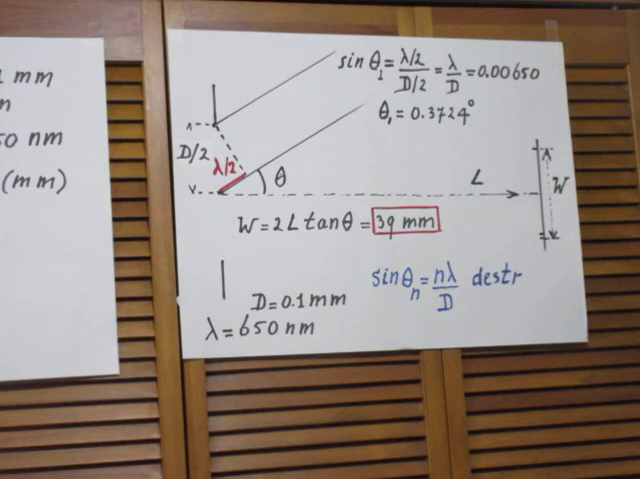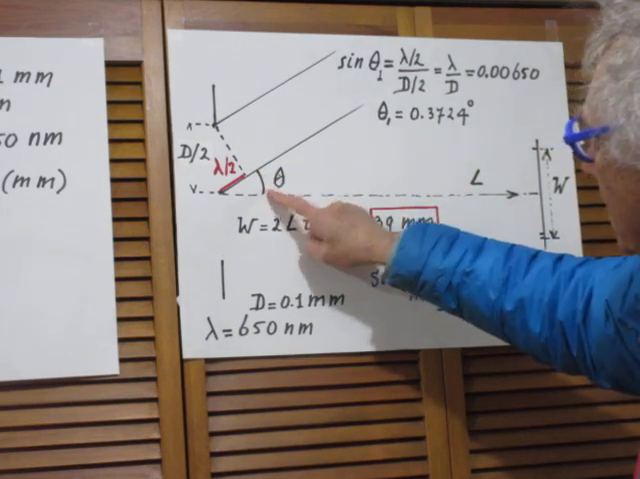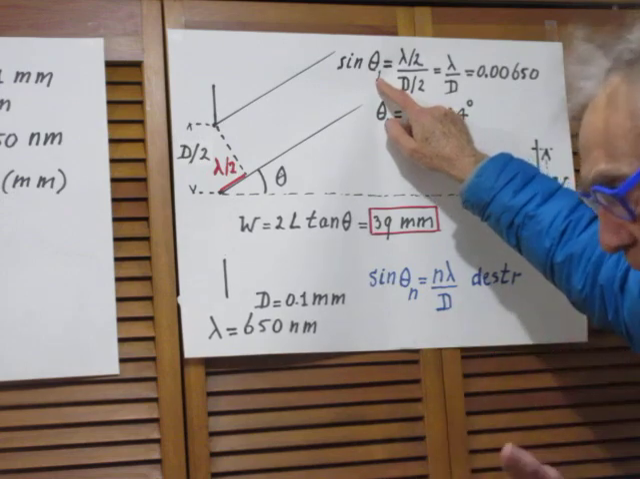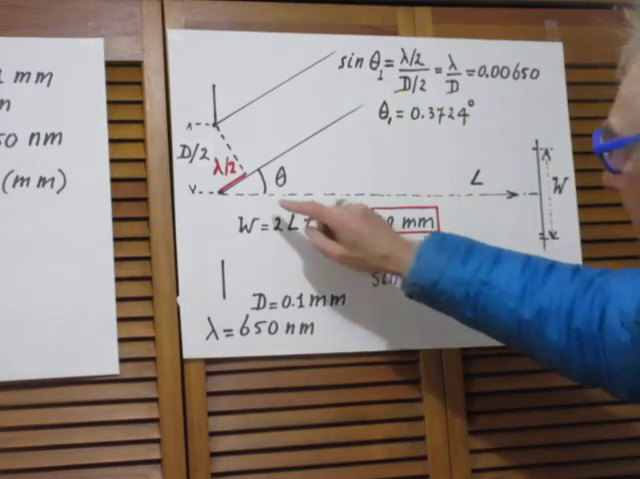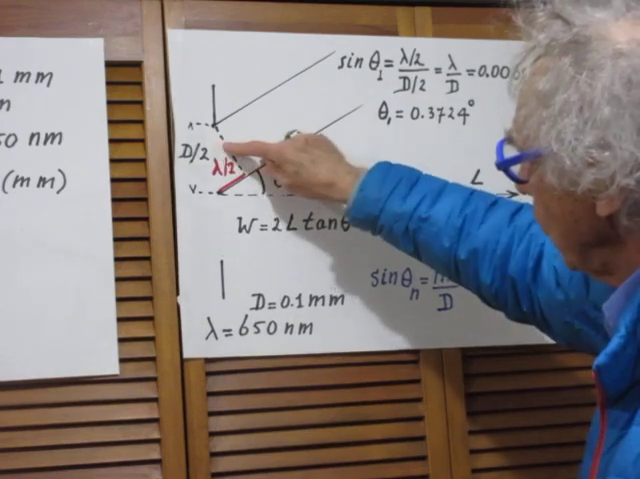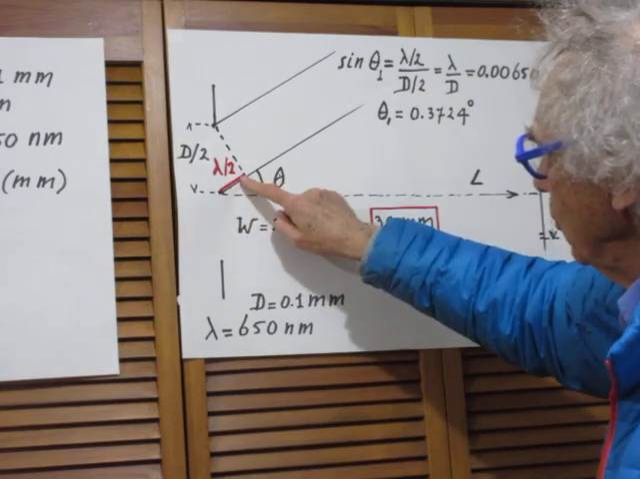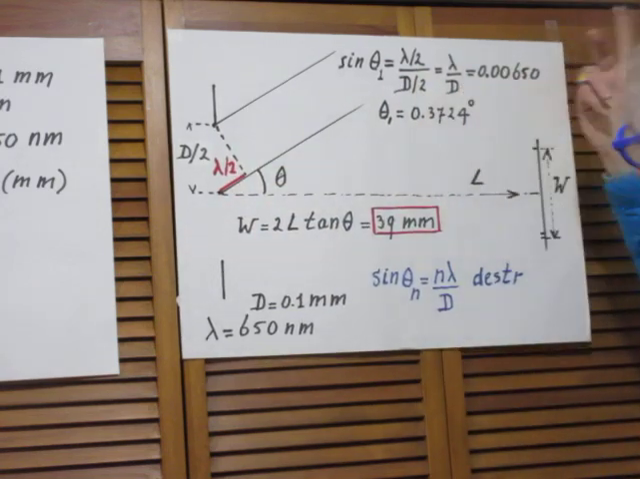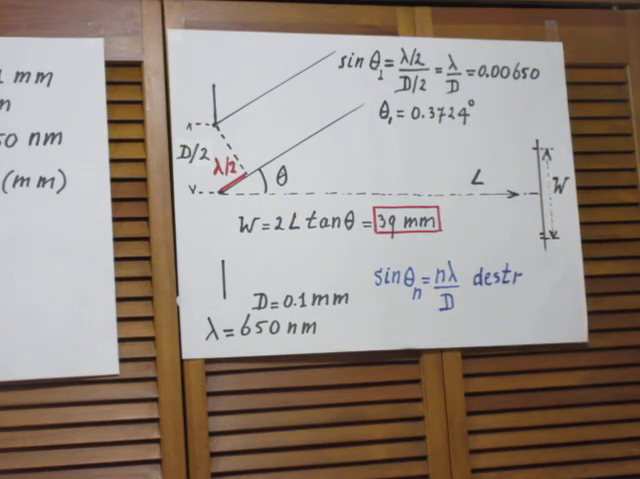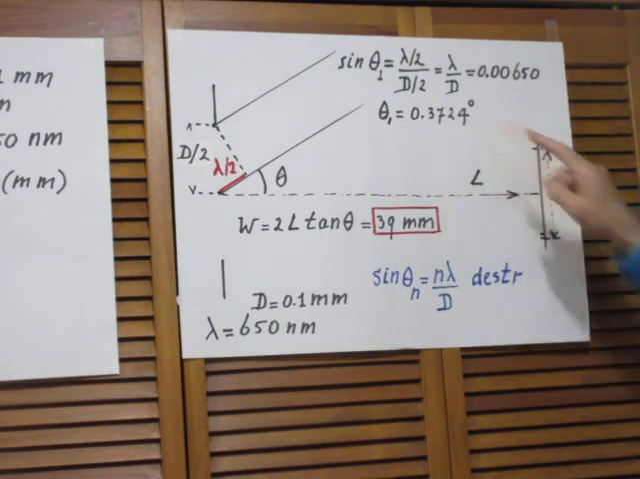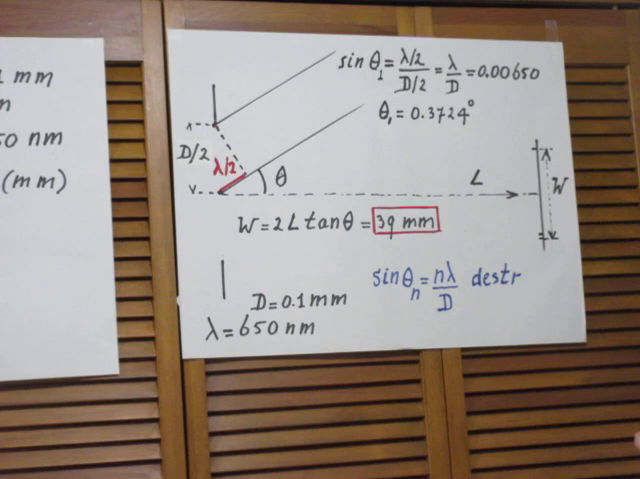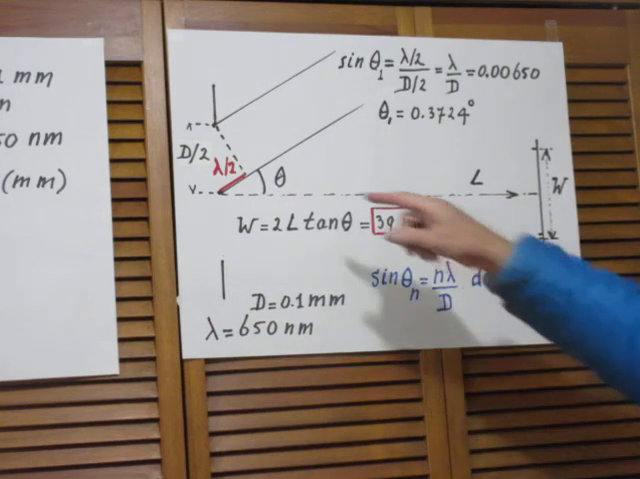And so we can calculate now that the sine of this angle, and I call that theta 1 because it is the first destructive interference, is, because the line theta is of course also theta here, I hope you see that, the sine of theta 1 equals lambda over 2 divided by D over 2, and that is lambda over D, and that is 0.00650. And so the angle at which you have the first destructive interference is only 0.37 degrees. Extremely low. This is not to scale.